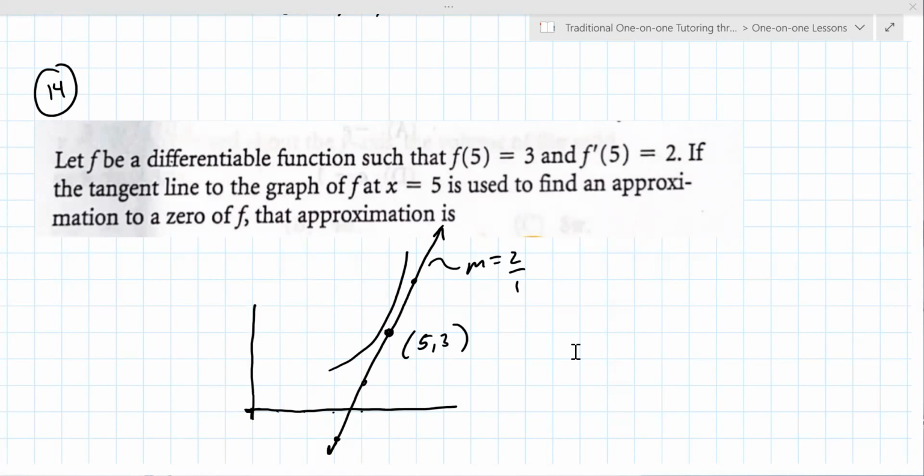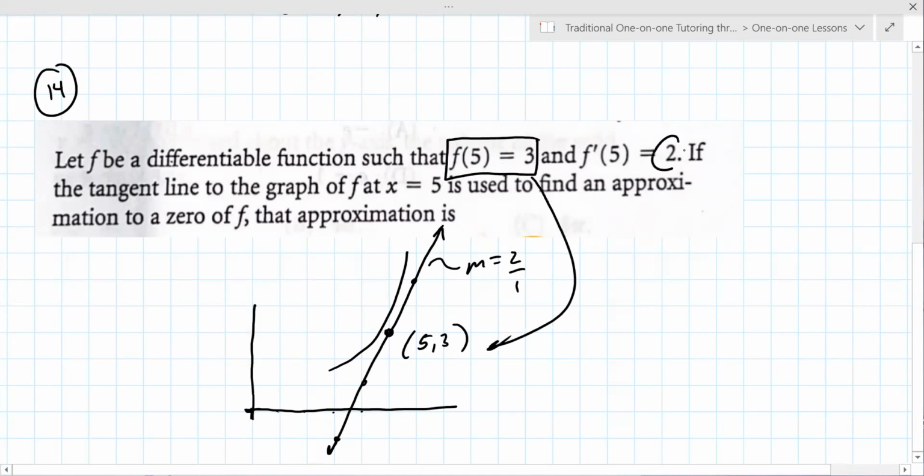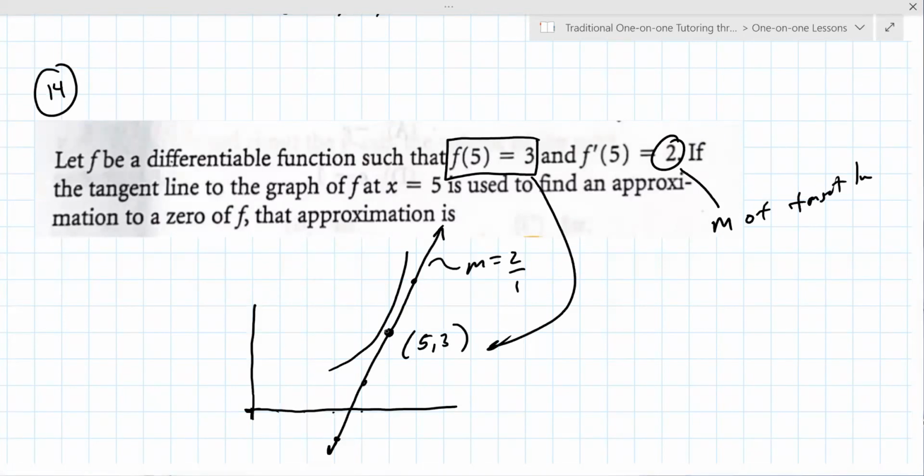How did you find the 2? This is the slope of the tangent line, because they're telling you the derivative at that point. Wait, so they're asking you to find a zero? Yeah, it's really weird, isn't it? And so the zero would be what?